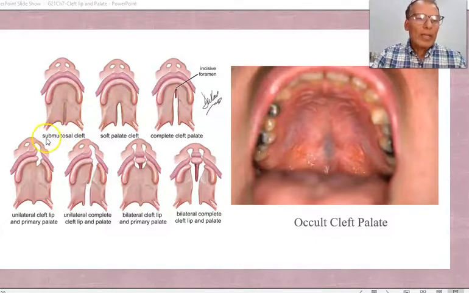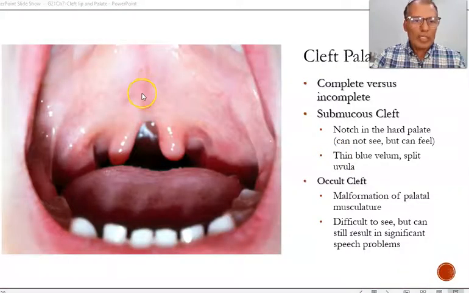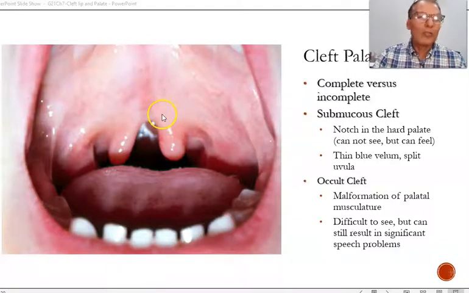And then you have the submucous cleft. In this image here, you can see this thin tissue that is just lining, and it is fused, but you can see beneath it that the two sides of the muscle are not fused together. The two parts of the soft palate are not fused. That is called submucous cleft.